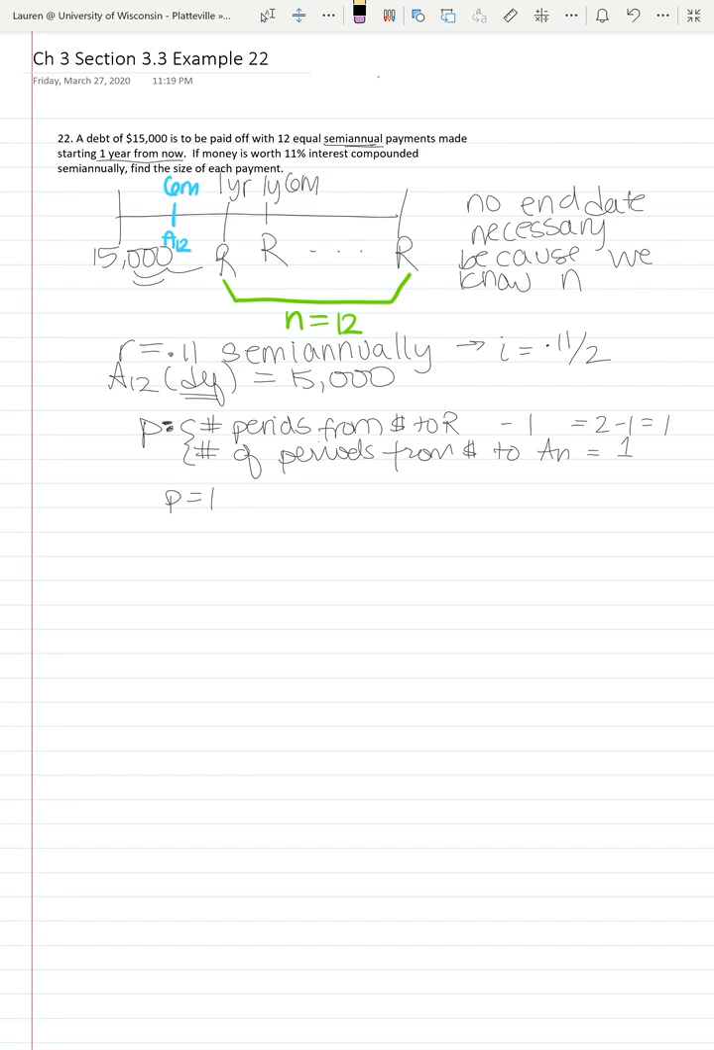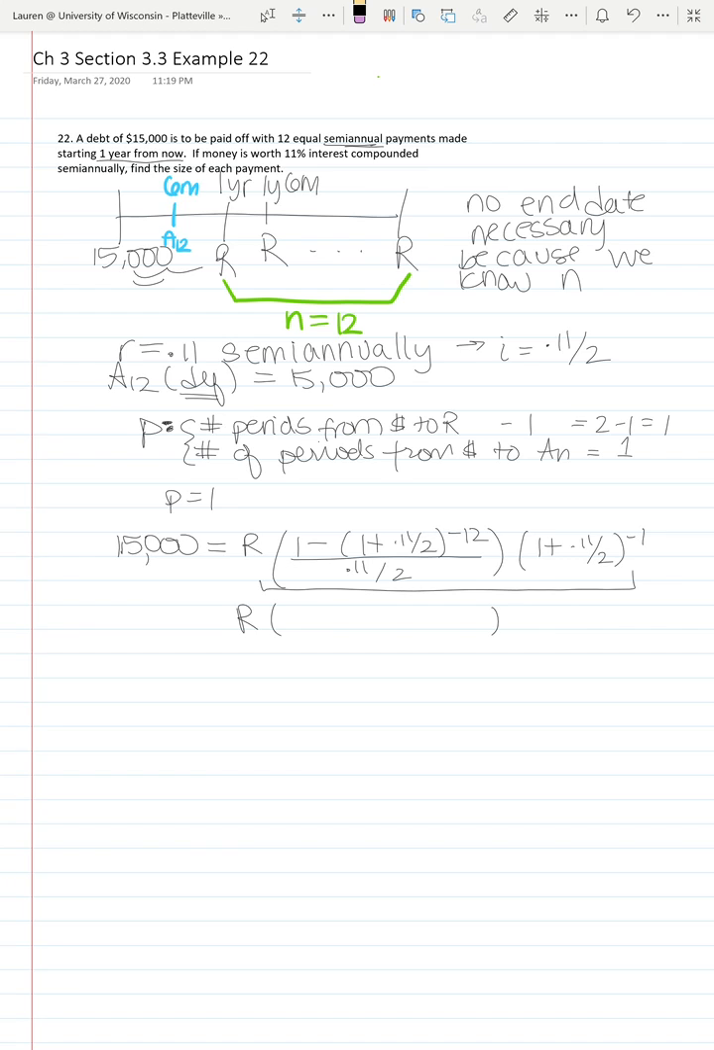Okay, so when we set this up, we get 15,000 is equal to R times 1 minus 1 plus 0.11 over 2 to the negative 12, because that was our number of payments, over 0.11 divided by 2, times 1 plus 0.11 divided by 2, so our i again, to the negative 1. So first thing we do is we have to figure out this whole mess, because that whole thing is our exponent.